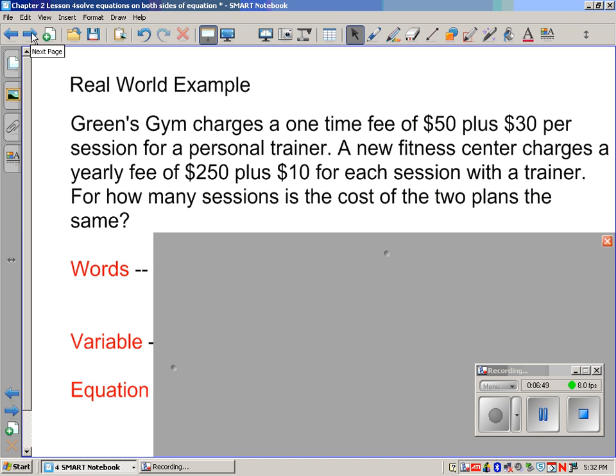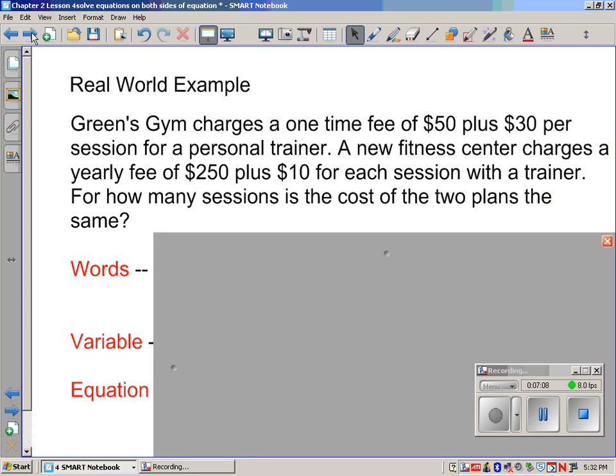Okay, our real world example for this one. Green's Gym charges a one-time fee of $50 plus $30 per session for a personal trainer. A new fitness center charges a yearly fee of $250 plus $10 for each session with a trainer. How many sessions is the cost of the two plans the same?